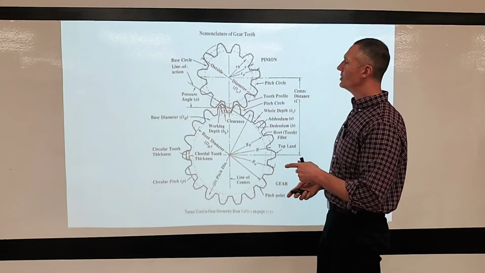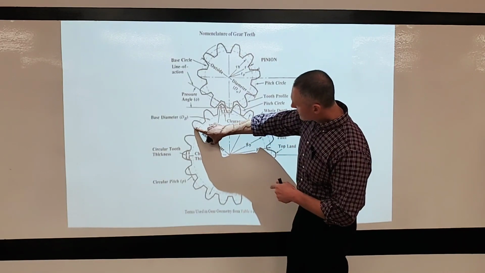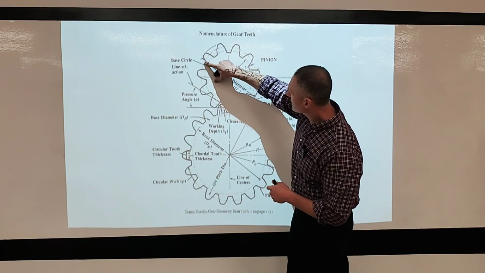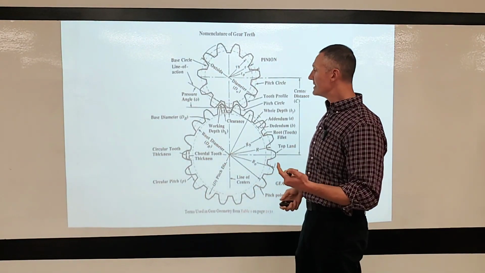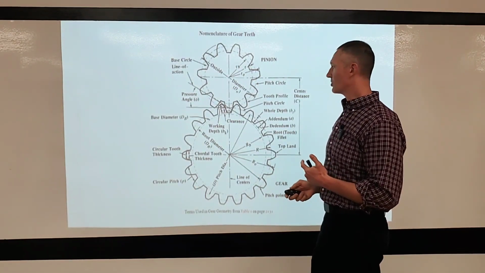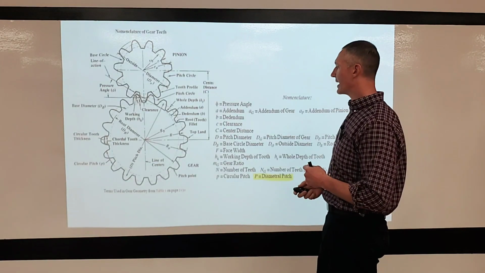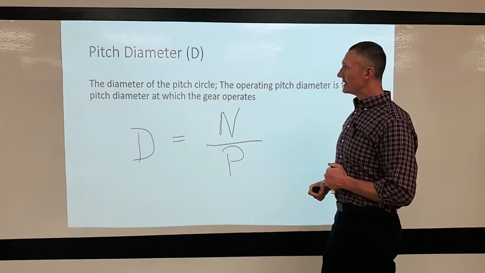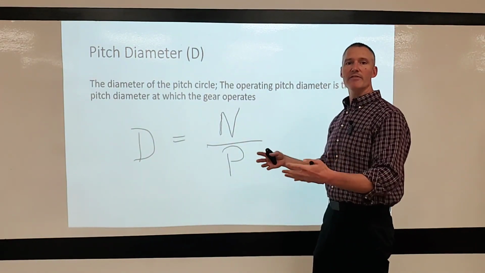Now, let's back up a few here, and we're going to talk about this. You see this pitch, you see this line, this dotted line here, and you see this dotted line here that's about in the middle of the tooth. That right there is representative of the pitch circle. So that is going to be what's used to do your calculations from. Now, so how do we get this pitch diameter or the diameter of the pitch circle?